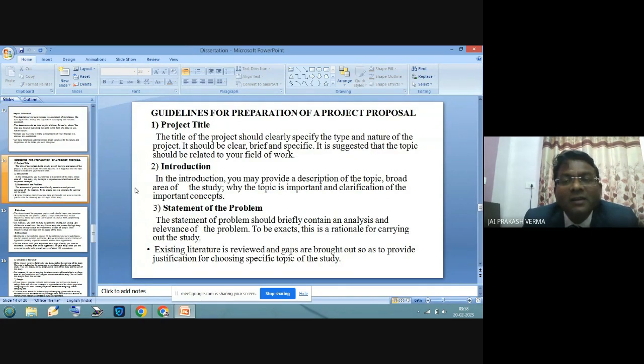So guideline is very important because title, we have already discussed about the title of the project. I have already told you about introduction. Introduction is very important, and in introduction, basically in title, title of the project should clearly specify the type and nature of the project. It should be clear, brief, and specific. These three things should be there in your title: clear, brief, and specific. It is suggestive that the topic should be related to your field of work.